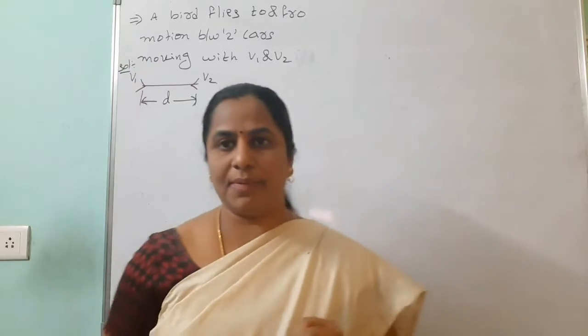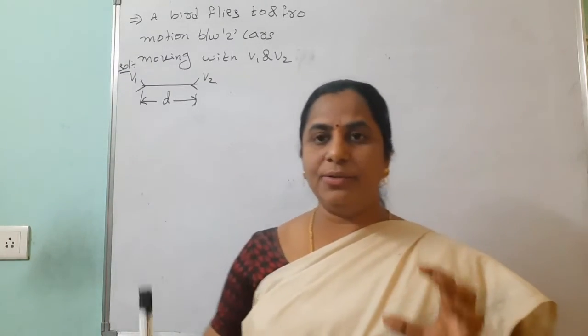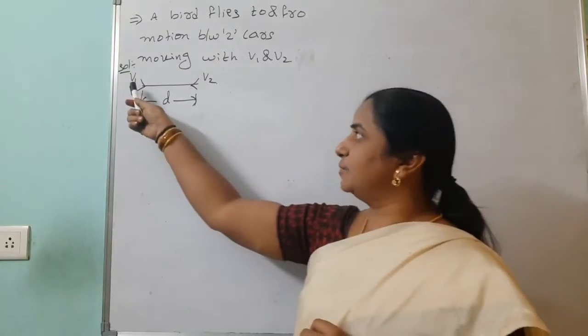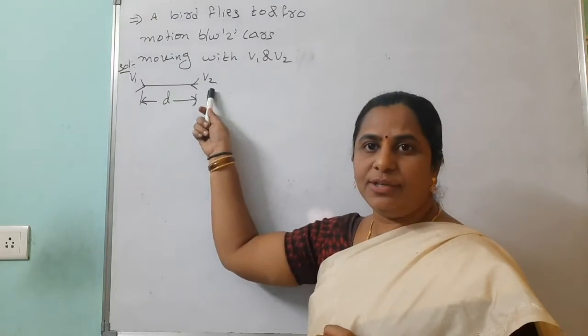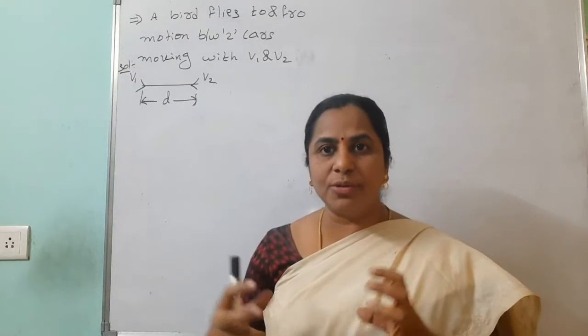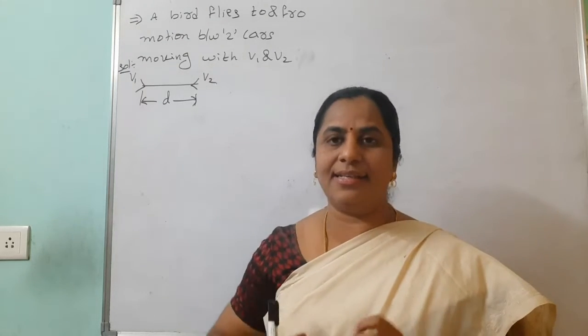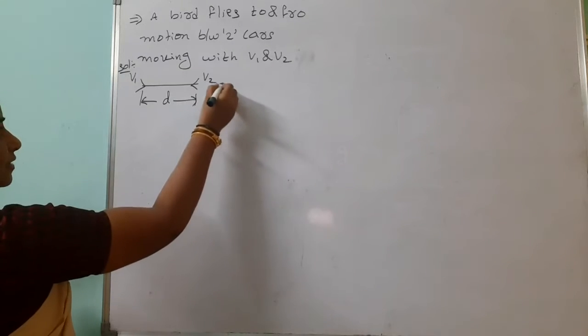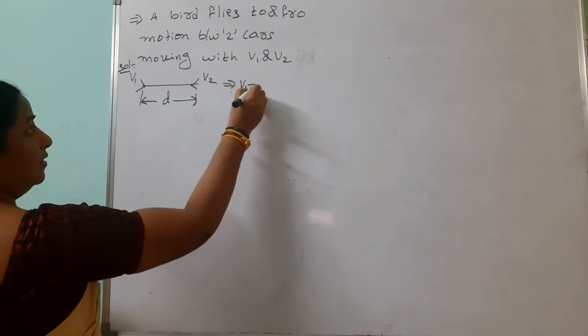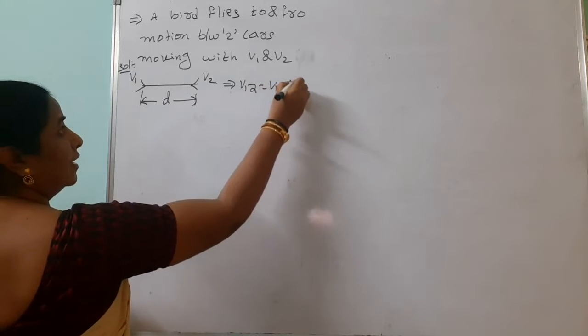Our first problem: one bird and two cars. The first car is moving with velocity V1 and the second car with velocity V2, both moving towards each other. So the angle is theta equals 180 degrees. In this case, what is the relative velocity? We can write V12 equals V1 plus V2.